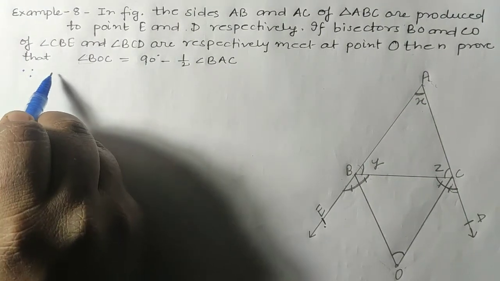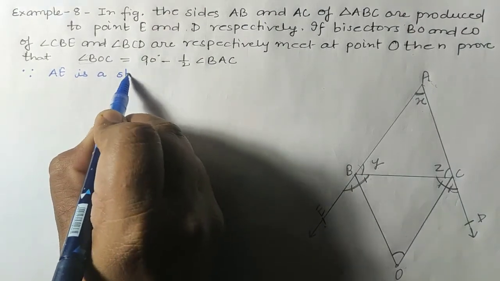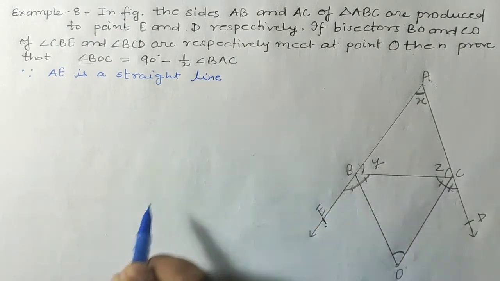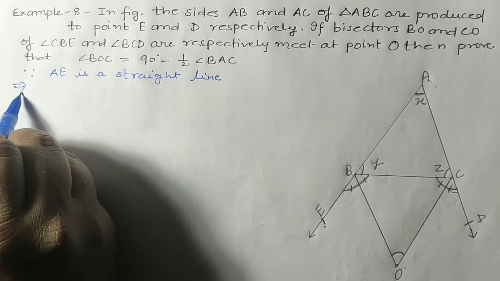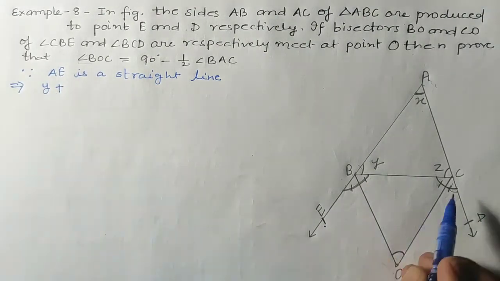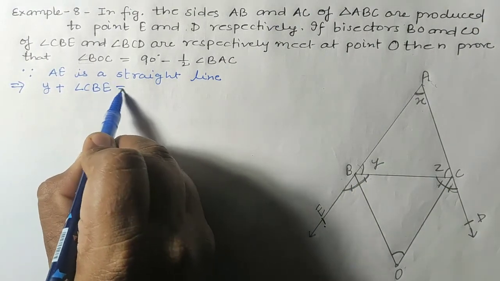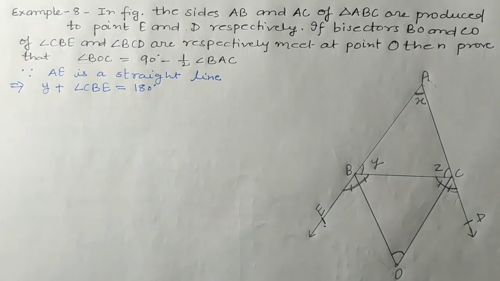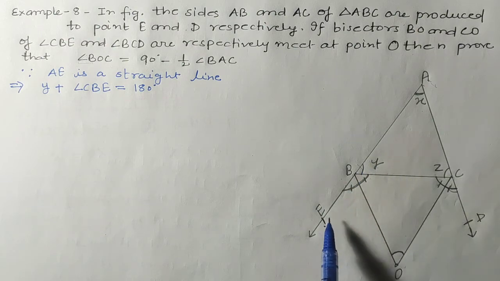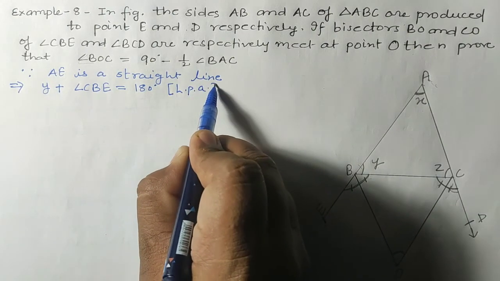since AE is a straight line, this will imply that angle Y plus this angle CBE is equal to 180 degree. What is the reason behind it? The sum of two angles will be 180 degree because both are on the straight line, means the reason will be linear pair axiom.